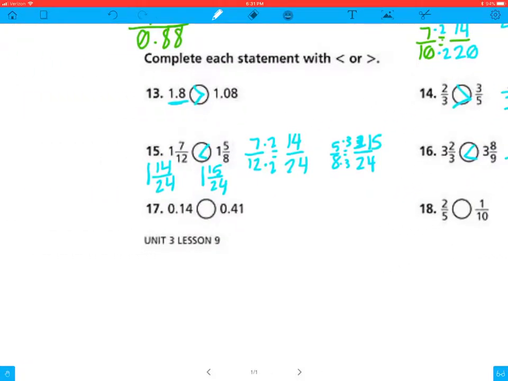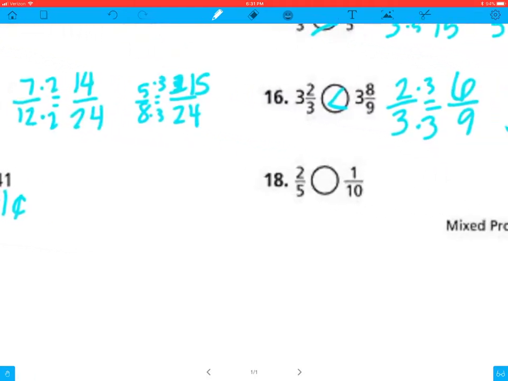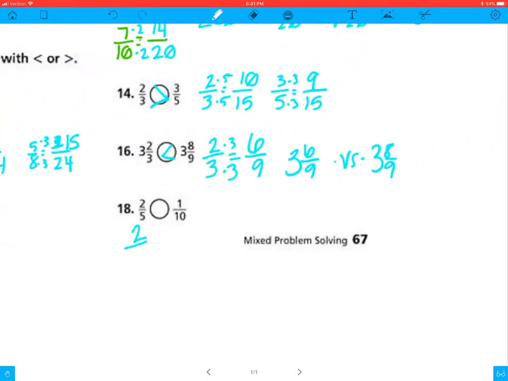So this is 0.14 or 0.41. It's like saying 14 cents versus 41 cents. And that is showing us that 41 cents is greater. 2/5 versus 1/10. 2/5 is equal to how many tenths? It's equal to 4/10. So 4/10 is greater than 1/10.